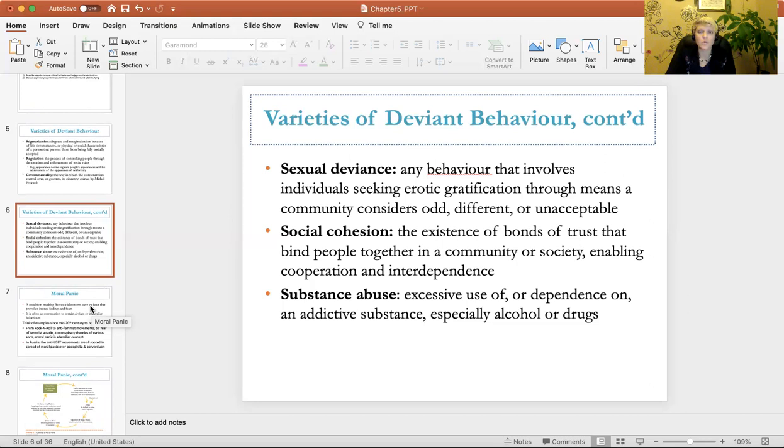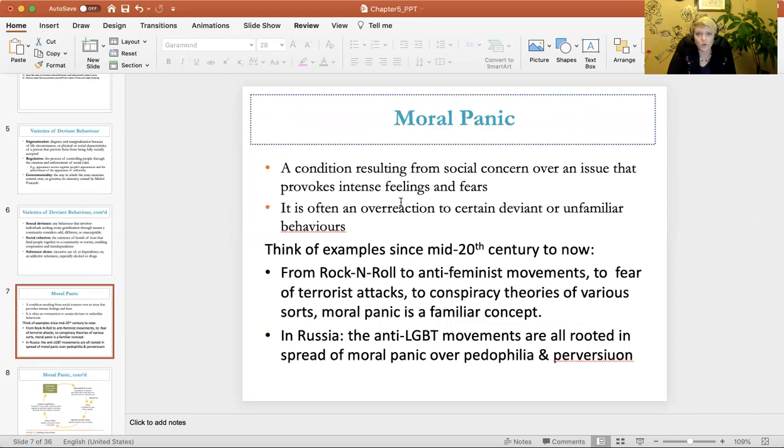The topic of moral panic is a huge one, but essentially it's a concept that connotes an overreaction to behaviors that are framed as deviant and on the increase. So think of the kinds of examples since the mid 20th century up until now, something like punk or rock and roll, when Elvis first started shaking his hips on stage, this was seen as deviant and potentially corrupting to the youth. There are anti-feminist movements that try to label feminists as somehow deviant in their understanding of society as incorrect and their challenges to the patriarchy, etc.